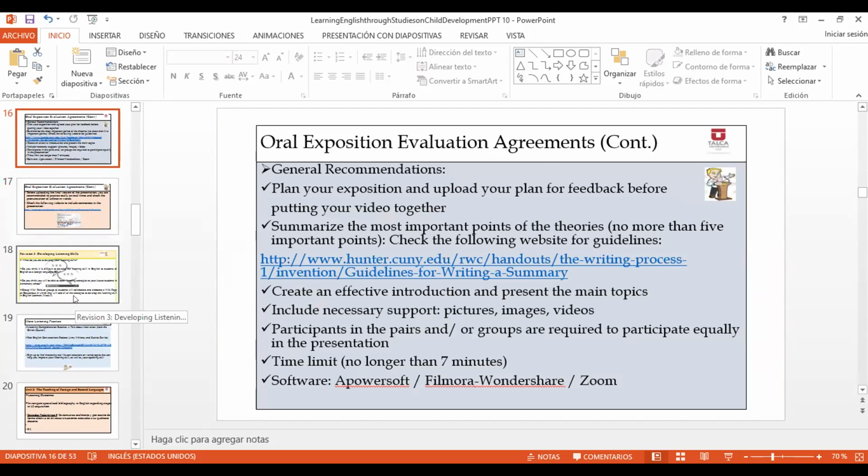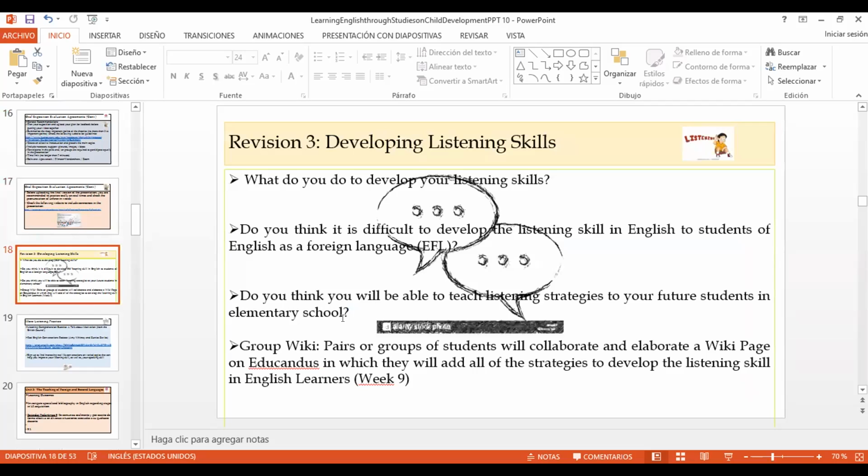If you're okay, we go to the last revision, which is the listening skills, something I already talked about and you saw in the last presentation. And I had the idea of creating this group wiki in which everyone can participate. This is on Educandos. And you collaborate in developing these strategies to develop listening skills.